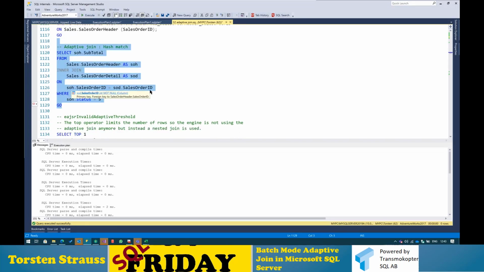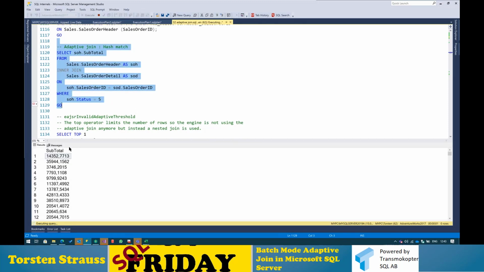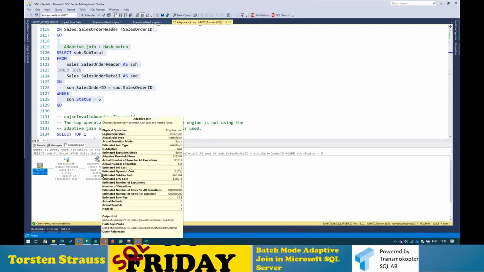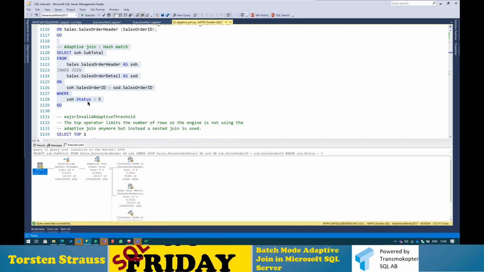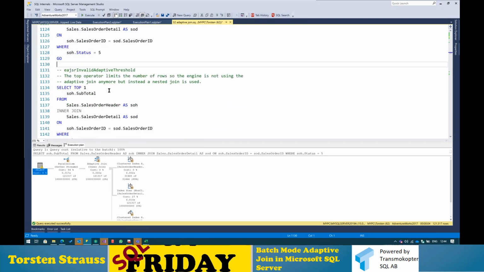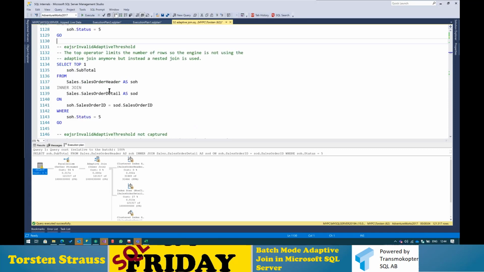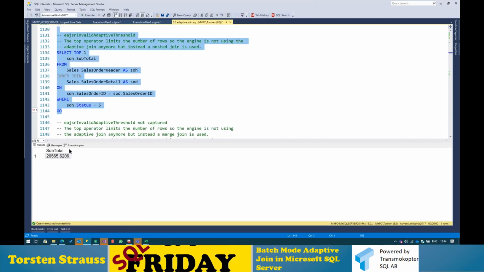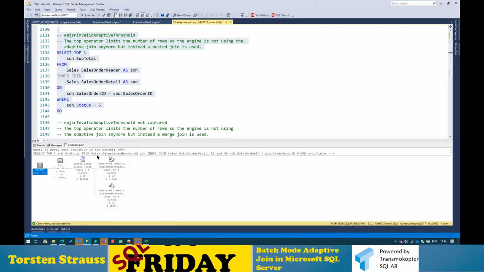So when I execute this query, we can see that we have a column store index on top of it, and we can see that we have an adaptive join. So this time we have a hash match because again, status 5 is not very selective. So when I now implement a top operator, top 1, we will see that SQL Server will not implement an adaptive join anymore. Instead, we see a nested loop.